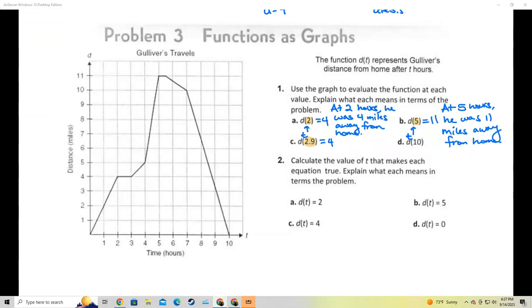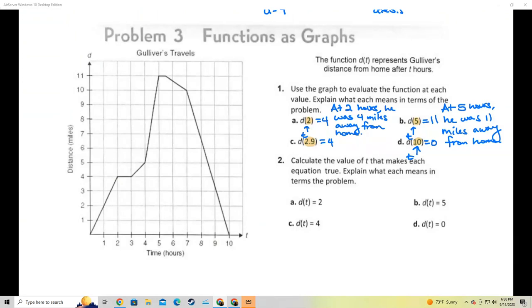And the last one, d of 10. D of 10, 10 is a t value. So on my t's, I'm going to look at the value of 10. And here, the y value or the d value is 0. It does not go up at all. So d of 10 equals 0. There's a couple of different ways you can say this. You can say at 10 hours, he was 0 miles away from home. Or you can say if he's 0 miles away from home, that means he's home, right? So at 10 hours, he made it back home. You can use that verbiage as well.